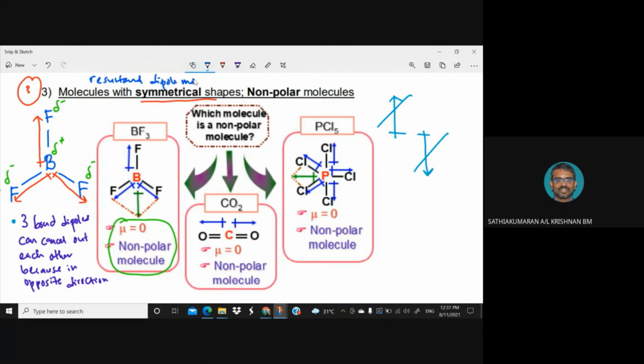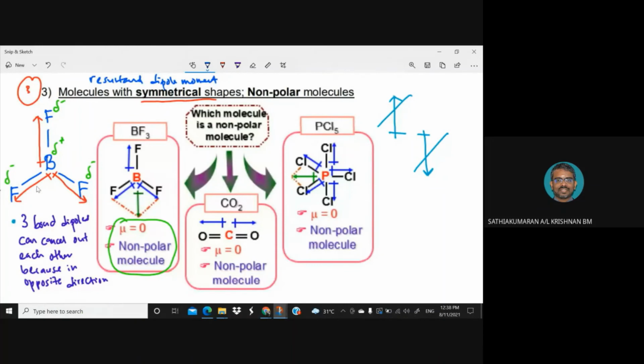Resultant dipole moment. Okay, where is the resultant dipole moment? Okay, you see here, one bond dipole going up, two bond dipoles going down. So the bonding electron pair, which side is attracted more? Is it up or down? Facing down, because only one bond dipole is going up.